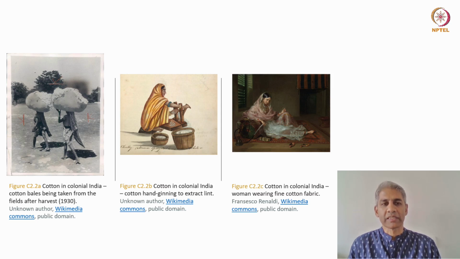Some more examples of cotton growing in India. So on the left is a picture of women carrying cotton which has been harvested probably to the mills. In the middle is a picture of a woman who is using a hand gin to extract lint from cotton seed, which is the first step in the process to making cloth. And then on the right again we see a woman wearing some very fine cotton fabrics.